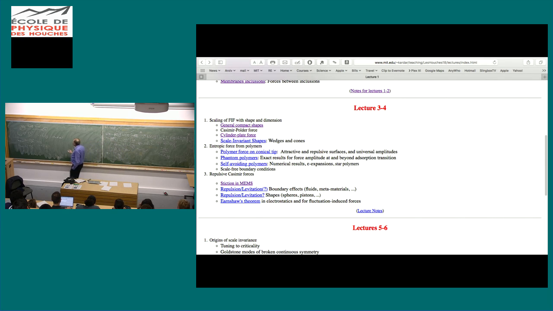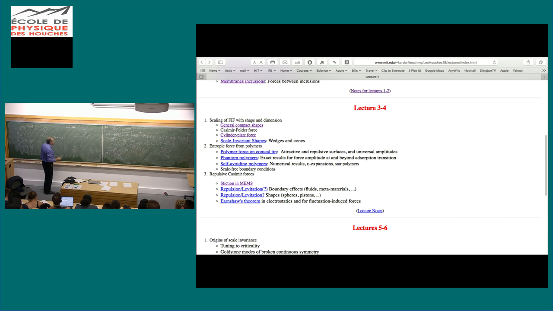Now, let's go to the geometry of a particle that is approaching a plate. Again, let's call the distance h. And this is sometimes called Casimir-Polder, because shortly after Casimir published the paper on Casimir forces, he did this calculation for a sphere in front of a plate. But again, that's an idealization.